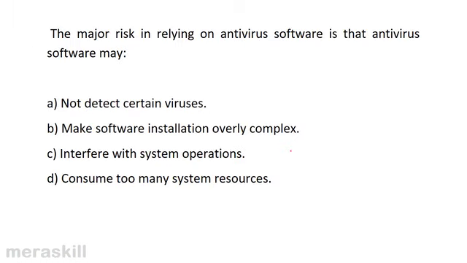The major risk in relying on antivirus software is that antivirus software may: A. Not detect certain viruses, B. Make software installation overly complex, C. Interfere with system operations, D. Consume too many system resources. The major risk in relying on antivirus software is that it may not detect certain viruses. That is why antivirus software also must be regularly updated. Updated means you have to buy the latest versions. Latest versions. Yes or no?